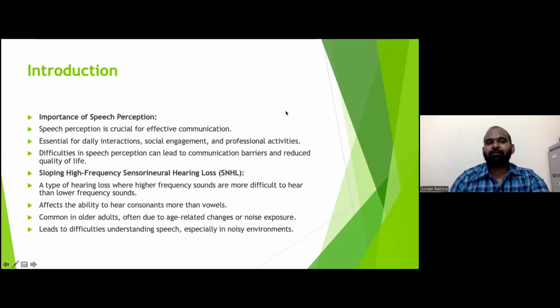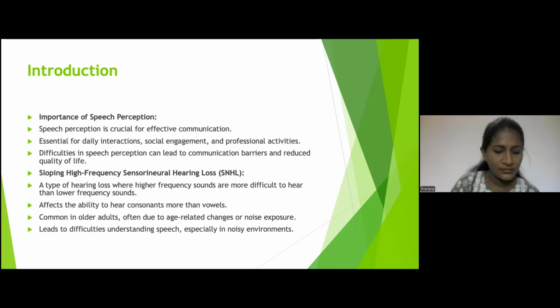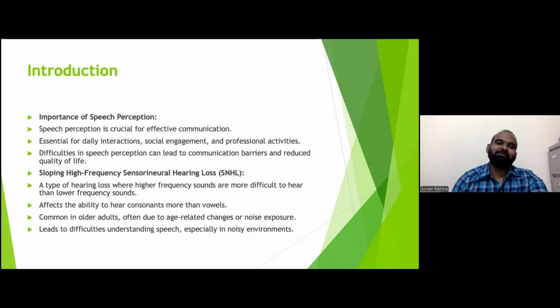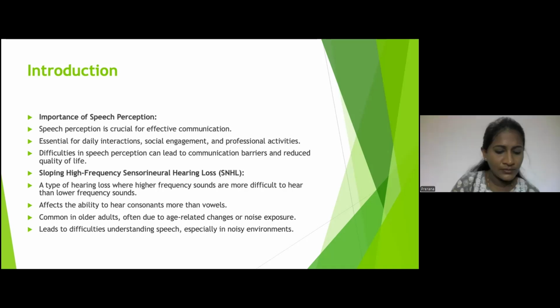So if we discuss the importance of speech perception, speech perception is basically crucial for effective communication. It is essential for daily interactions, social engagements, and professional activities. Difficulties in speech perception can lead to communication barriers and reduced quality of life.